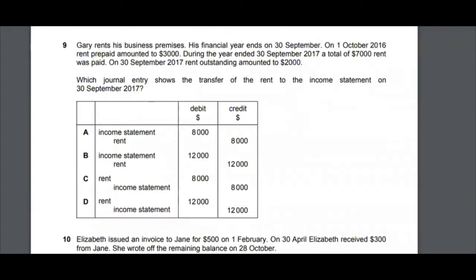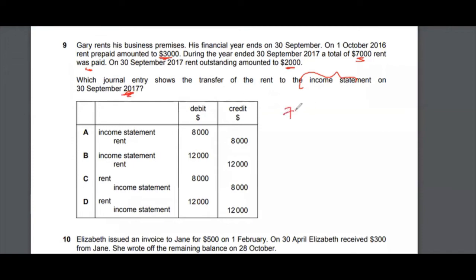Let's look at multiple choice 9. Gary rents his business premises. His financial year end is 30th September. On 1st October 2016, rent prepaid amount of $3,000. During the year ended 30th September 2017, a total of $7,000 was paid. On 30th September, rent outstanding amounted to $2,000. Which journal entry shows the transfer of rent to the income statement on 30th September 2017?